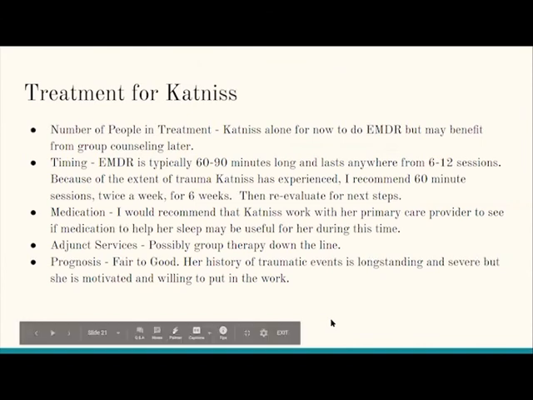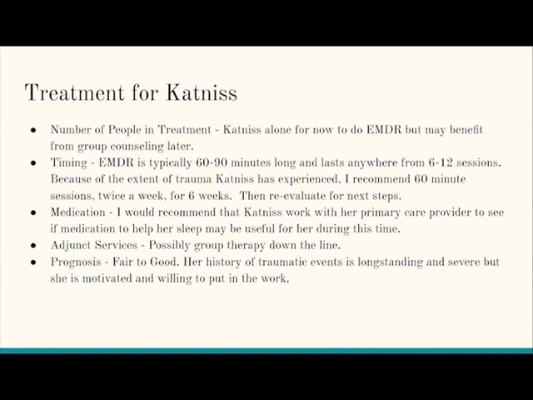So continuing with the client map, the number of people in treatment, for now, Katniss is going to be doing treatment alone for EMDR. The timing, EMDR is typically 60 to 90 minutes and lasts anywhere from 6 to 12 sessions. Because of the extent of the trauma that Katniss has experienced, we recommend 60-minute sessions twice a week for 60 weeks would be a good starting place, and then we'll reevaluate for next steps after that.